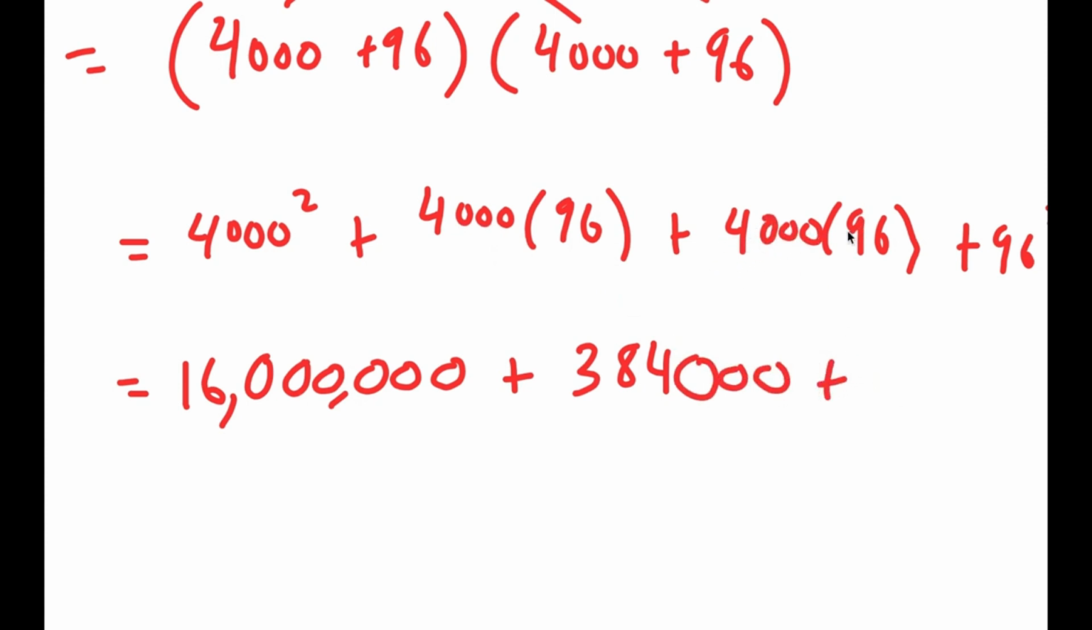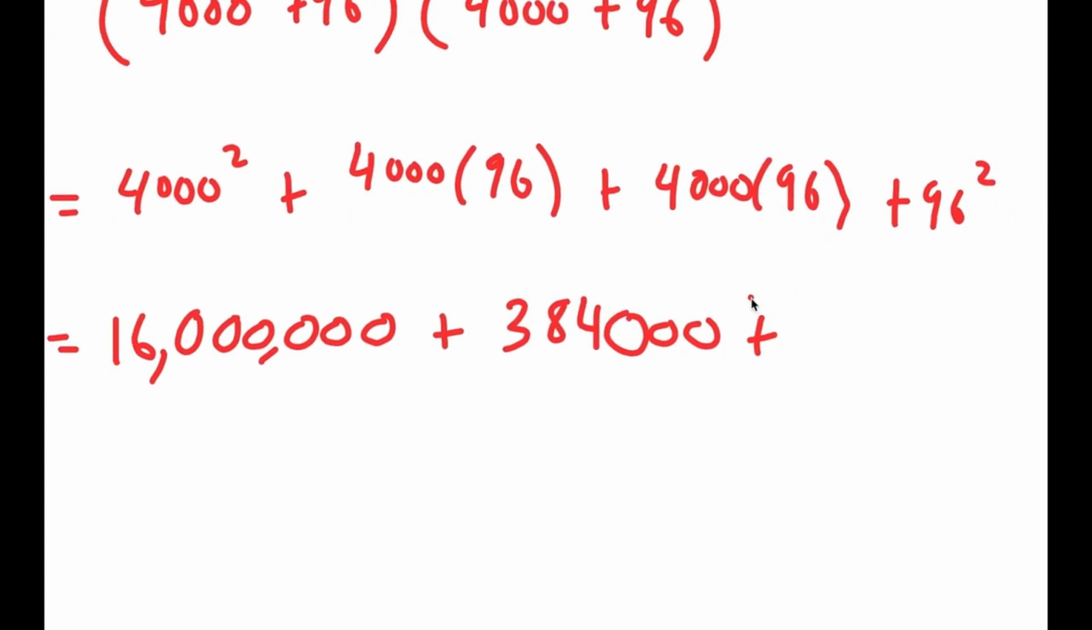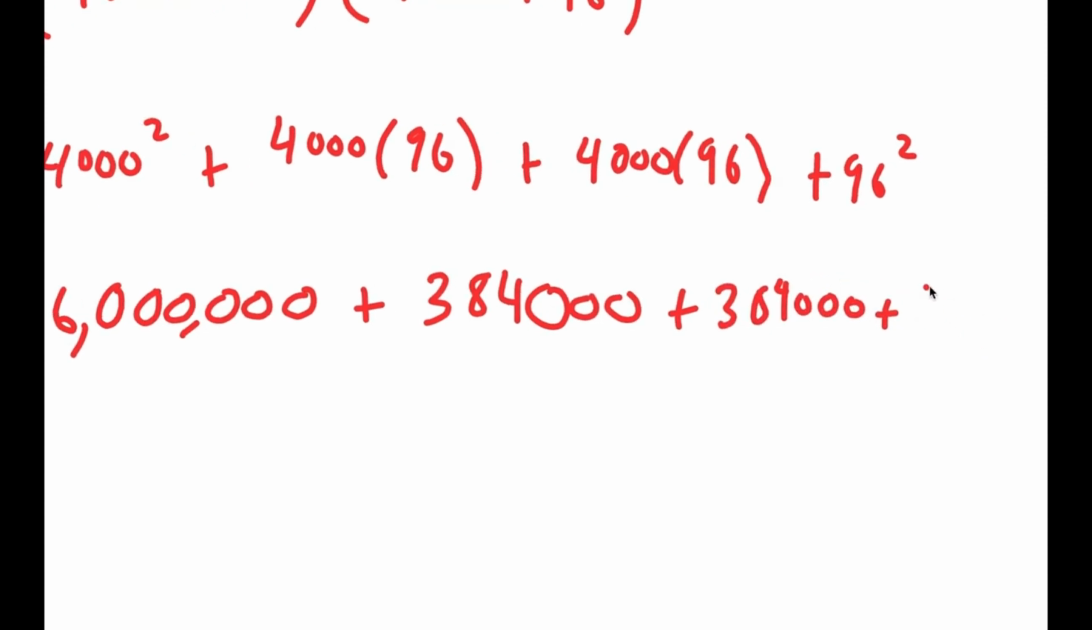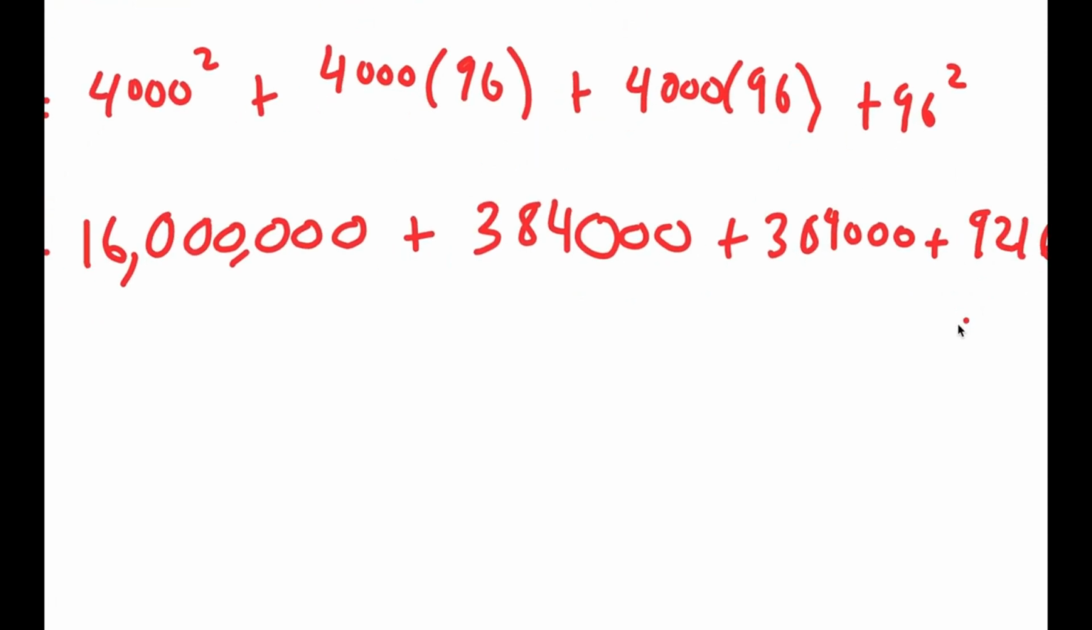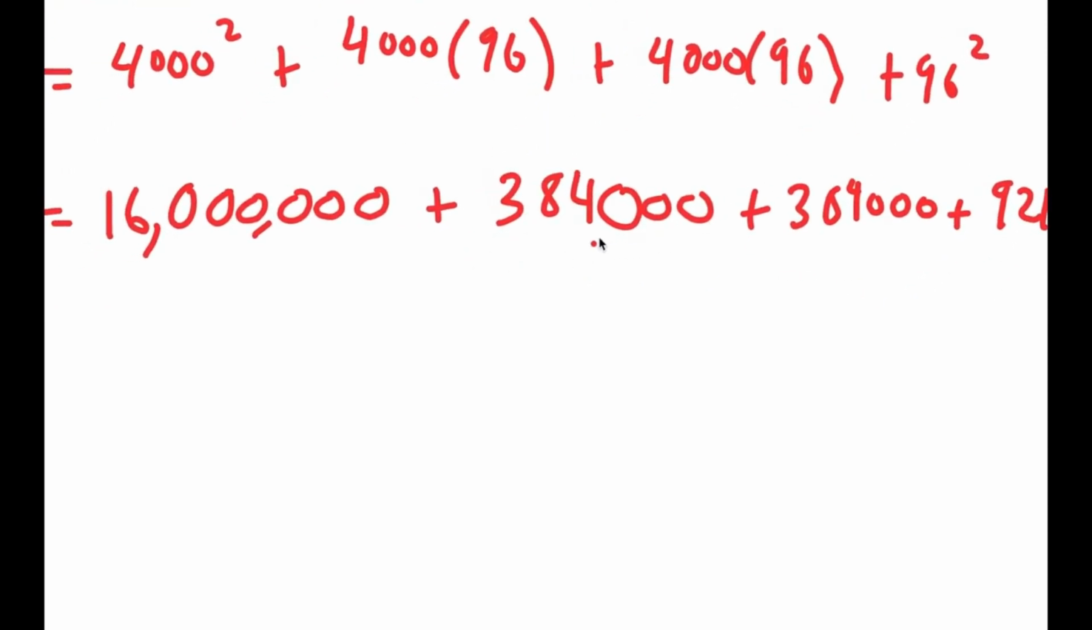So plus, again, 4,000 times 96, which is 384,000, plus 96 squared, which is 9,216. So now all we have to do is add all of these up, which is fairly simple.